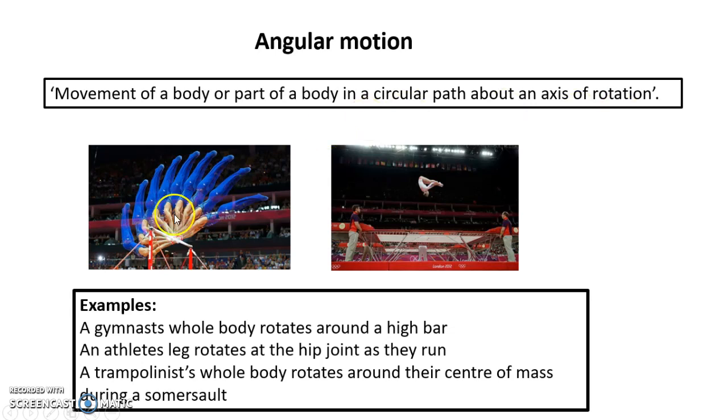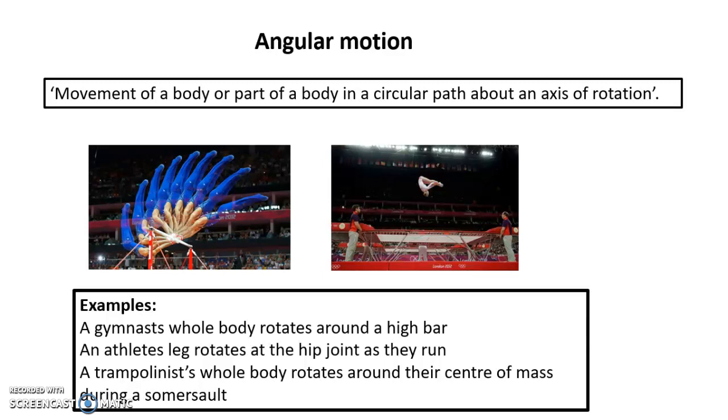Okay, so if you look at the examples now, you've got a gymnast where the whole body rotates around a high bar, as you can see here. Another example: the whole body rotates around the center of mass during a somersault. The center of mass will be in there, and someone is rotating around it. You've also got an athlete's leg, so on the back swing, you're looking at the hip joint. The leg, the femur, etc., will rotate around that hip joint. So there are some examples that you can put to outline angular motion.